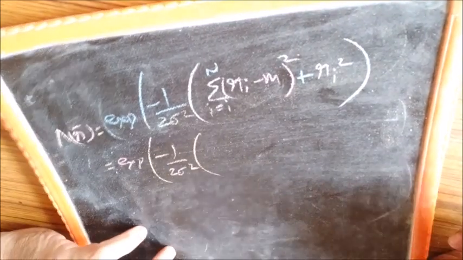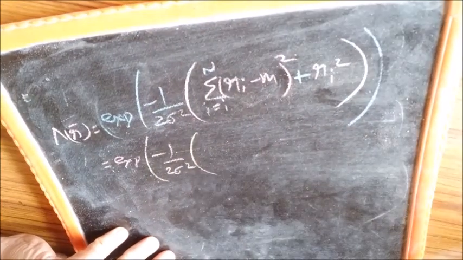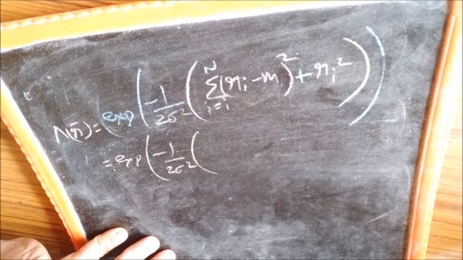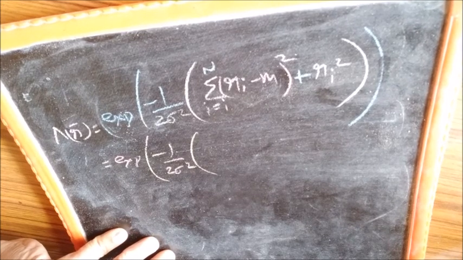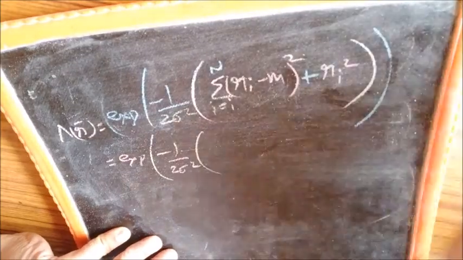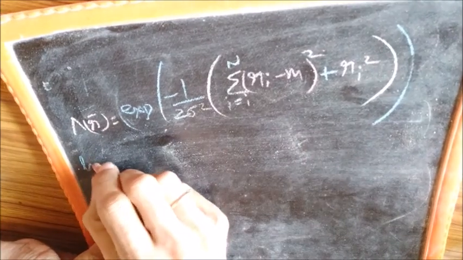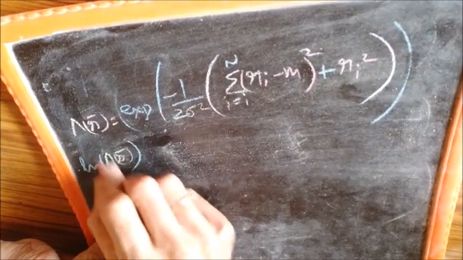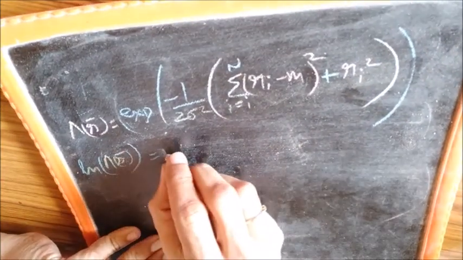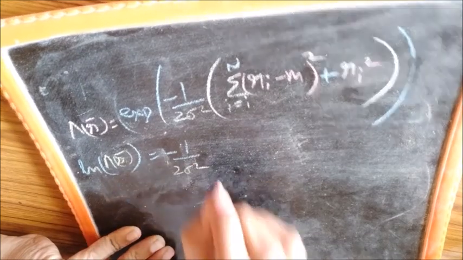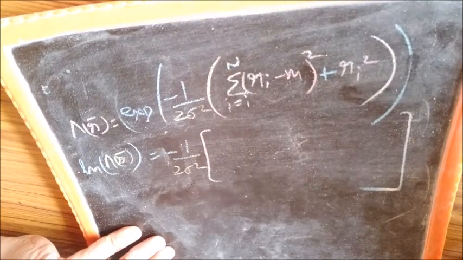So we can now simplify this. There should have been a bracket here closing the whole chain of brackets. Now we can simplify this, or maybe before we simplify it, because of the exponential nature of this, we can take the log likelihood ratio, and we will have minus 1 by 2 sigma square when we take the log likelihood ratio, and you have this summation here.